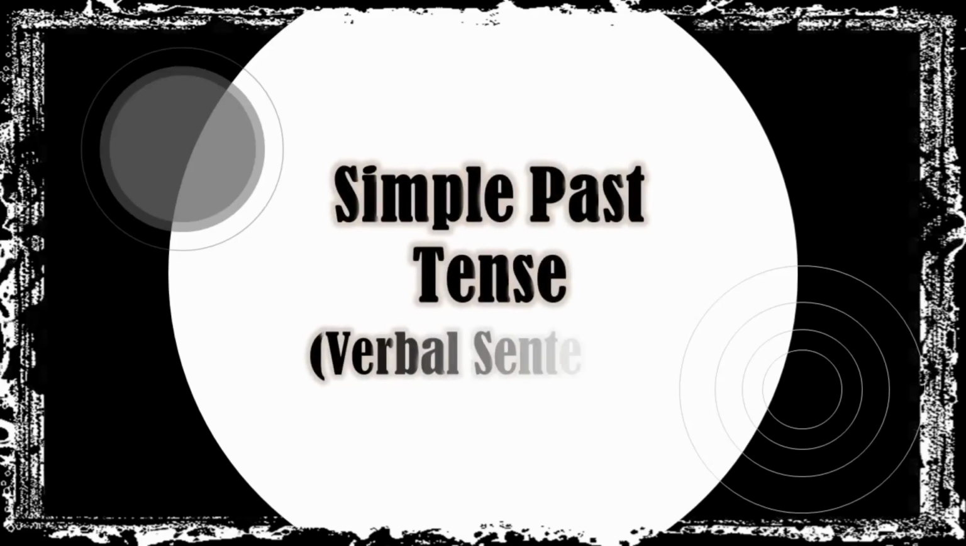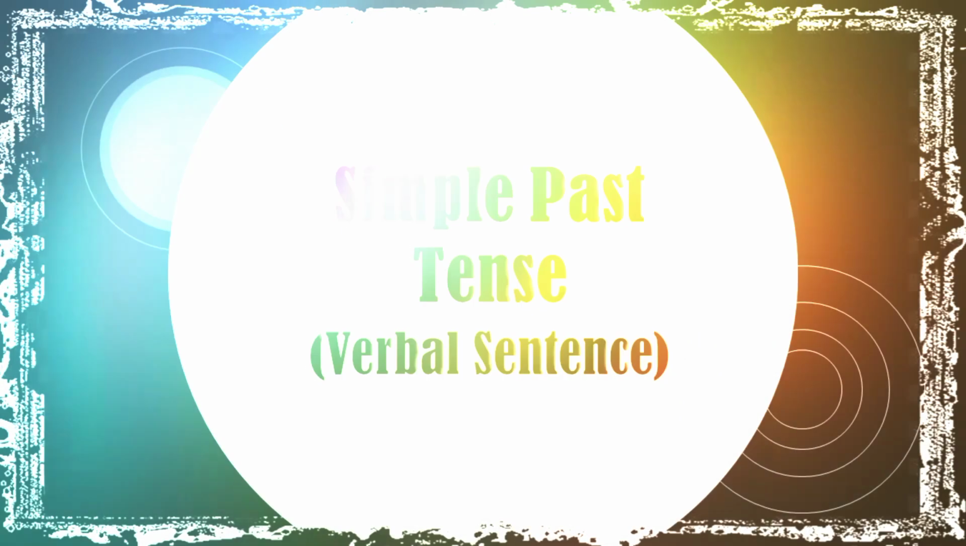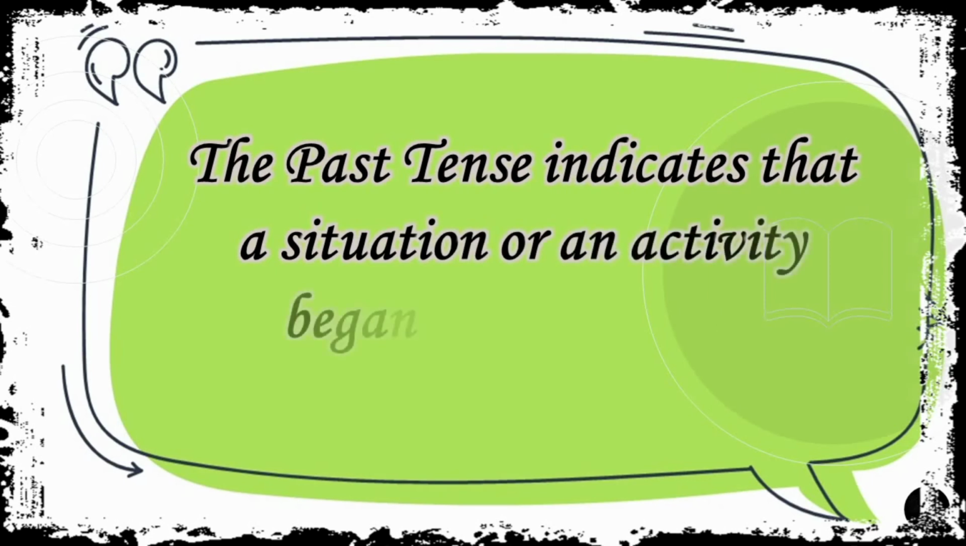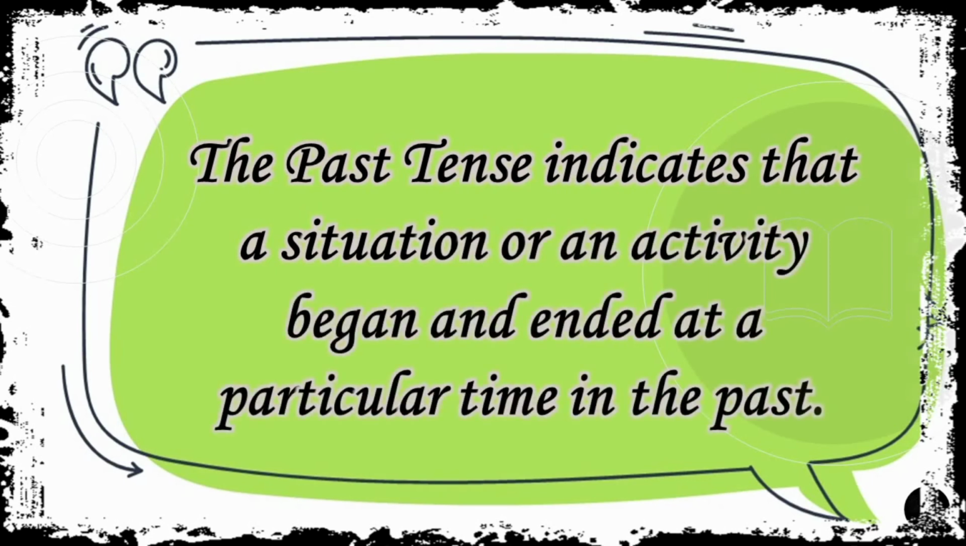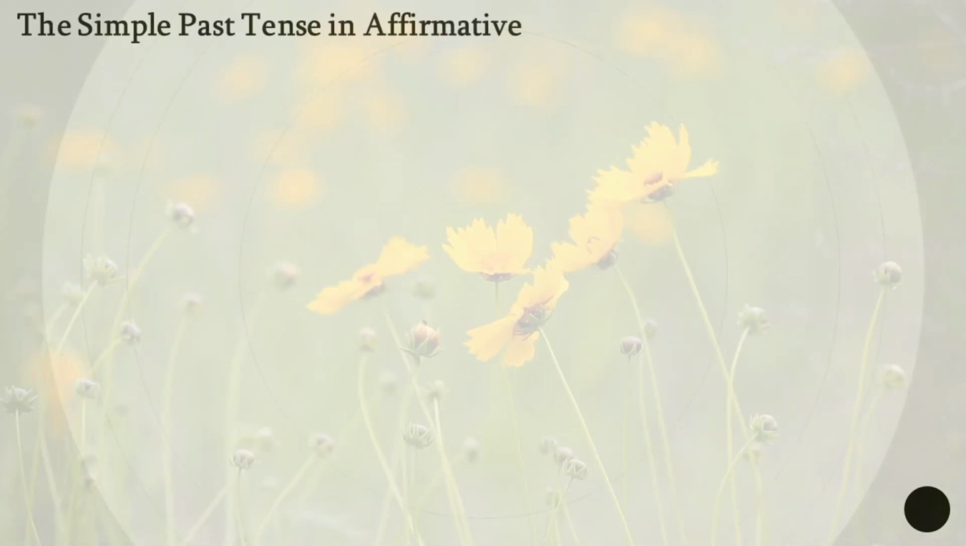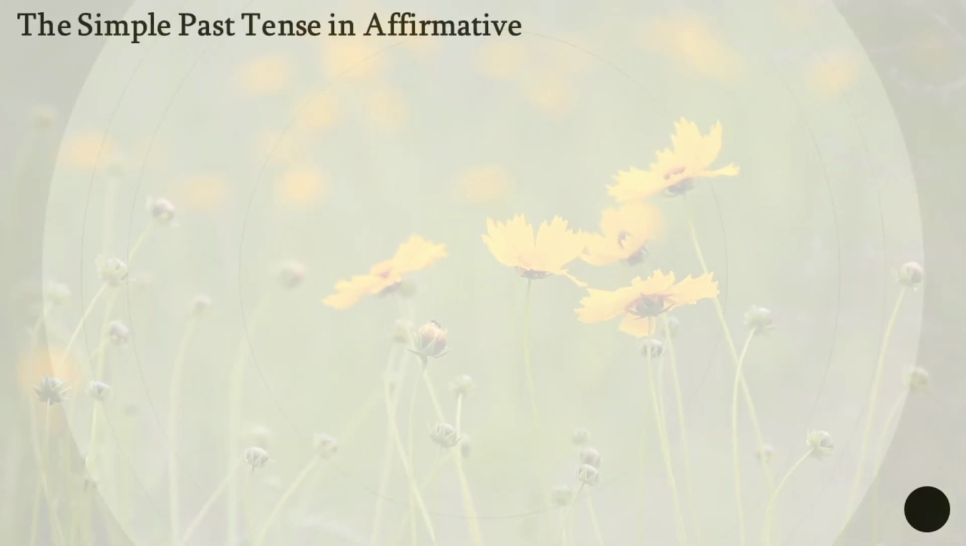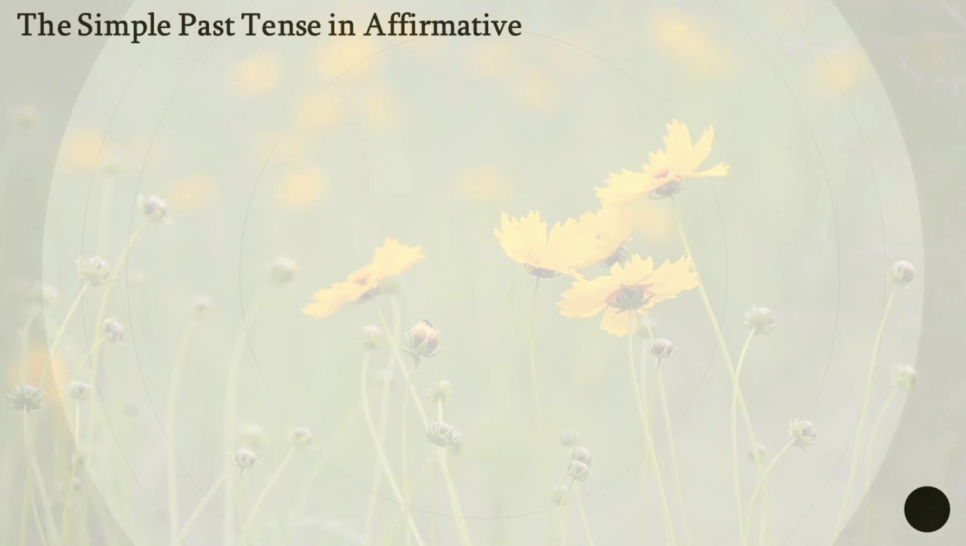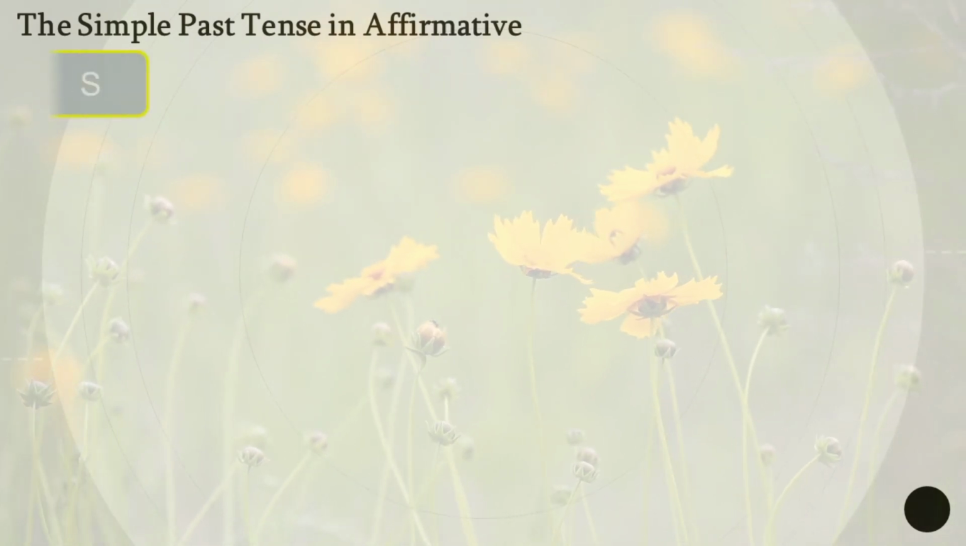Simple past tense. Verbal sentence. The past tense indicates that a situation or an activity began and ended at a particular time in the past. The simple past tense in affirmative. To make a sentence in the simple past tense in affirmative, just follow this pattern.